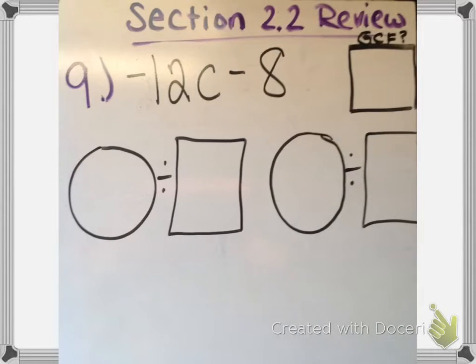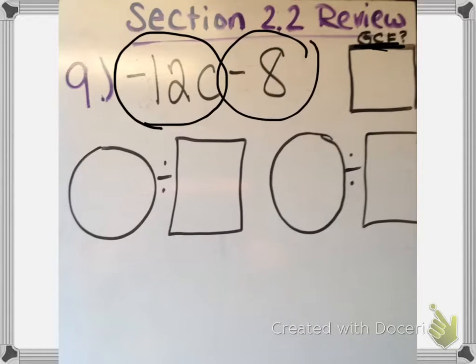Number 9, -12c minus 8. Our first term is -12c. Uh-oh, it's a negative. You should remember that you definitely need to make sure that you put a negative for your greatest common factor. The next term is a -8. What's your answer first?